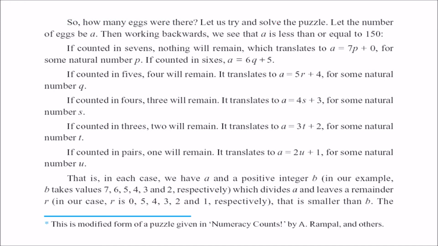So how to solve this puzzle? Now the panchayat has a very intelligent man in the group. So he starts, okay, we are going to solve it. How? First of all, he notes that the number of eggs is less than 150. Now he starts translating everything backwards.